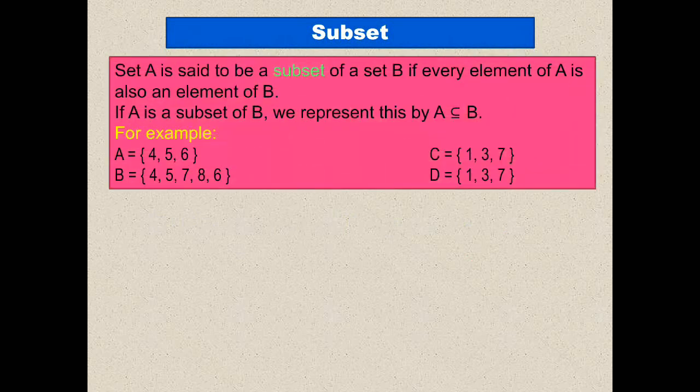Here we will talk about subset. Let's see the definition of subset. Set A is said to be a subset of set B if every element of A is also an element of B. If A is a subset of B, we represent this A subset B like this.